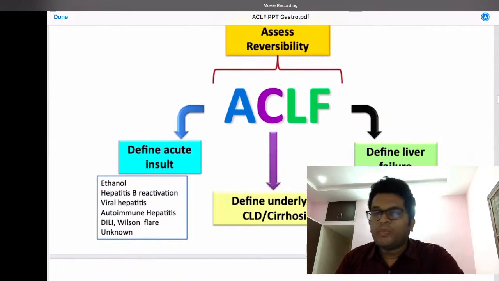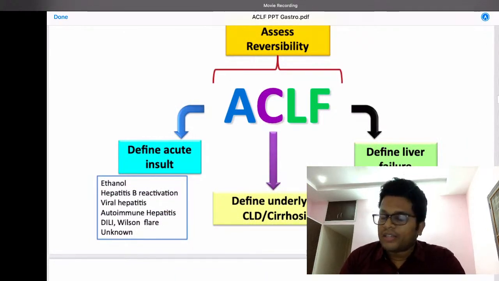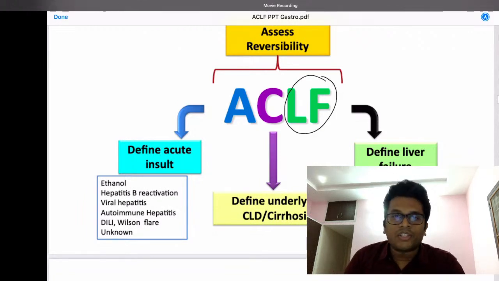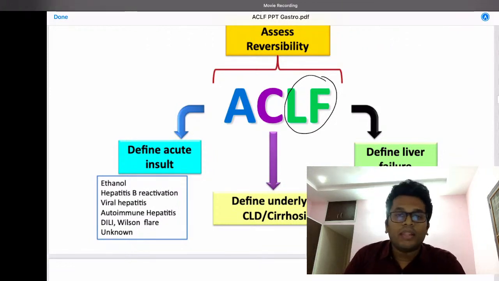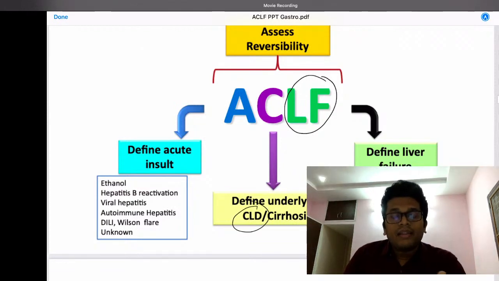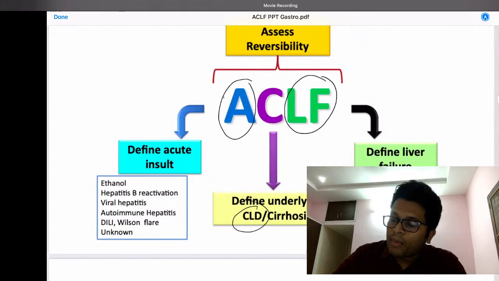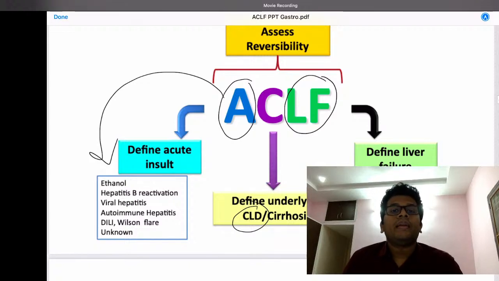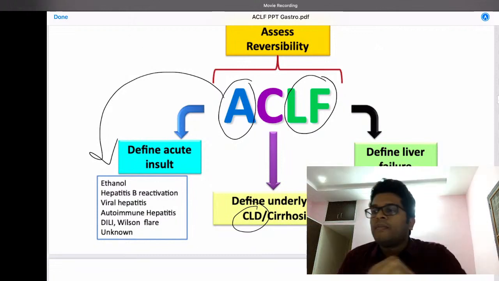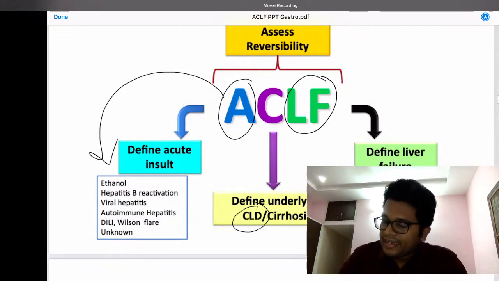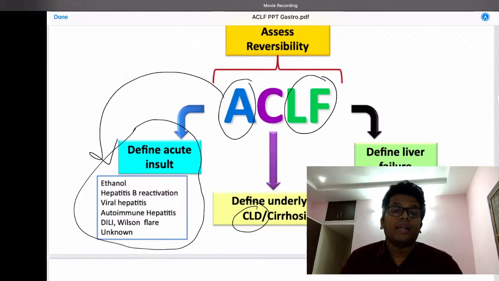Just to make it more picturesque, this I have taken from the APASL definition. First we should be able to define the liver failure, which is jaundice and coagulopathy, which within 4 weeks complicates as ascites or hepatic encephalopathy in a case of chronic liver disease. In this case, there is importance of trying to find out what the probable acute insult is. It could be ethanol, hepatitis B reactivation, viral hepatitis, autoimmune hepatitis, DILI, a Wilson's flare, or it could be unknown. So when we want to evaluate for the acute event, our investigations at the initial stage for etiology should be based on finding out what the acute insult is.